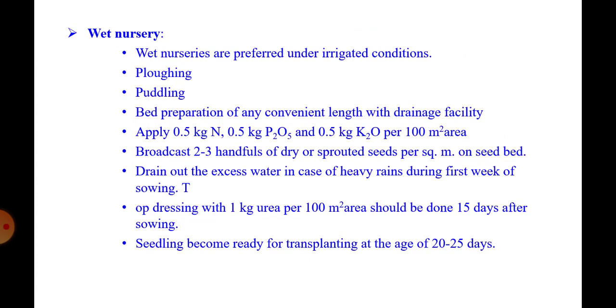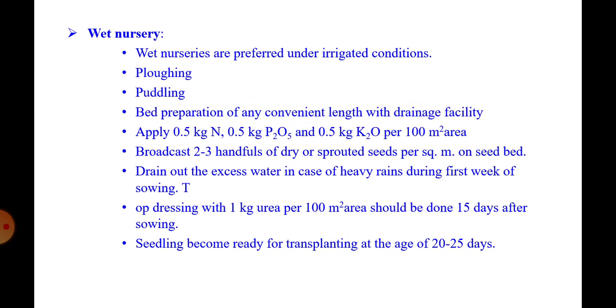Wet nursery. Wet nurseries are preferred under irrigated condition. Nursery land should be plowed in dry condition and again puddled by plowing 3 to 4 times in 5 to 6 centimeter standing water. Then apply FYM or compost at the rate of 10 to 15 tons per hectare at the time of first puddling. The field should be leveled after final puddling.